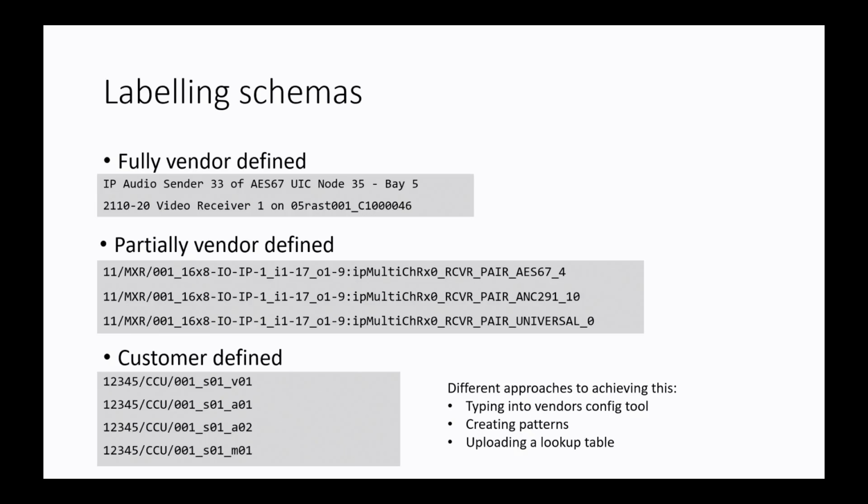Maybe there's an API, that would be good. Maybe I create a pattern and say, well, okay, I know you've got 100 audio senders, let's use this pattern with placeholders. Or I could upload a lookup table. Some of the devices that we've seen running on software, I can just post a JSON file into the device's file system, and I've created a lookup table. So now, when I look at NMOS data, I can actually see some labels that mean something to me.